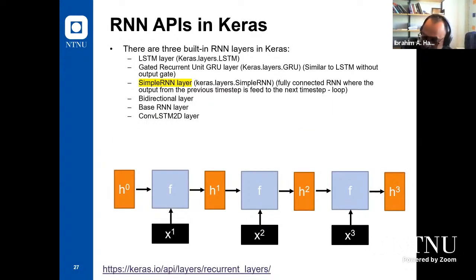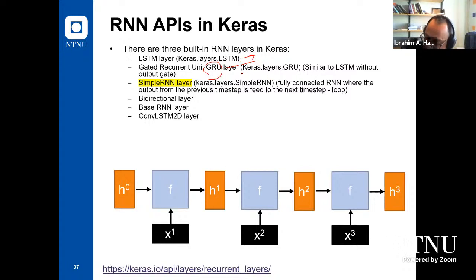RNN APIs in Keras: we have the LSTM layer. If you want to use LSTM, you just need to import it from keras.layers.LSTM. We also have something called the gated recurrent unit, or GRU layer. You can get it from keras.layers.GRU. GRU is a simpler version of LSTM, because LSTM is complex and takes time for training. This gated recurrent unit is a simple version of LSTM.